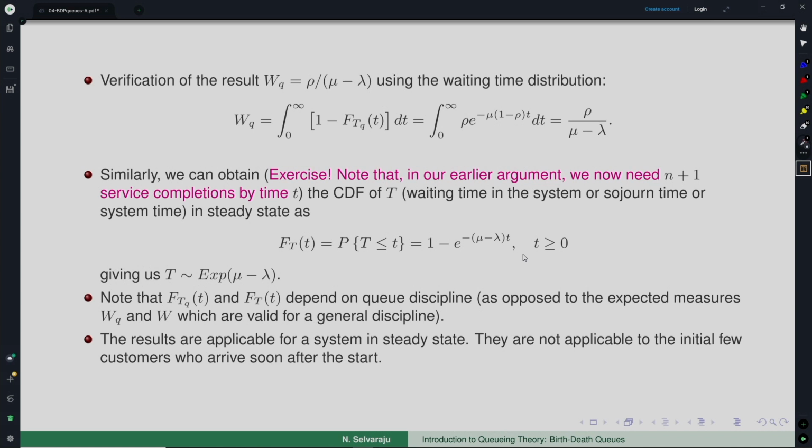These results are applicable for a system in steady state. They are not applicable to the initial few customers who arrive soon after the start or opening of the system. So, the system in equilibrium is what we are assuming, and in that situation this is what you get, because only when the system is in equilibrium is the probability that you observe n customers in the system Pn, and on an arrival you find n in the system is En. If the system is not in equilibrium, that is not true, and hence the whole result will change. This is what you have to keep in mind.